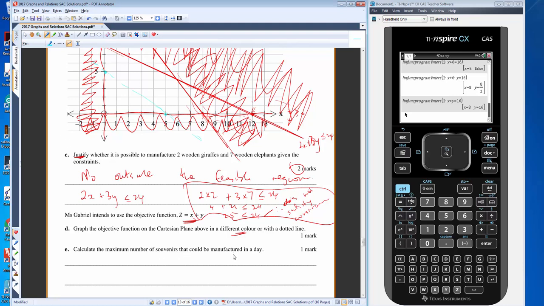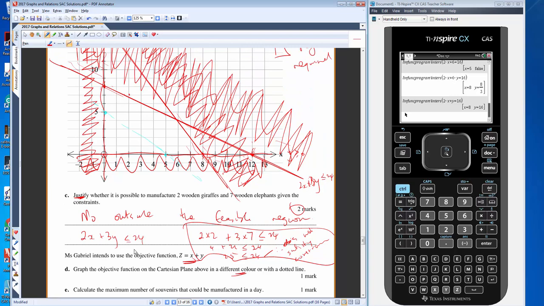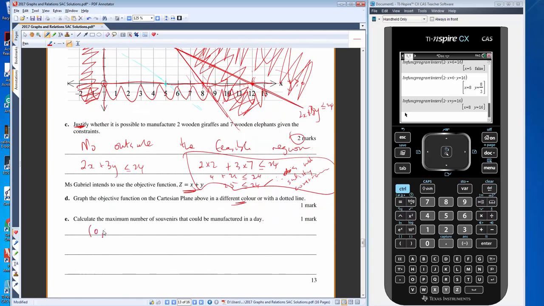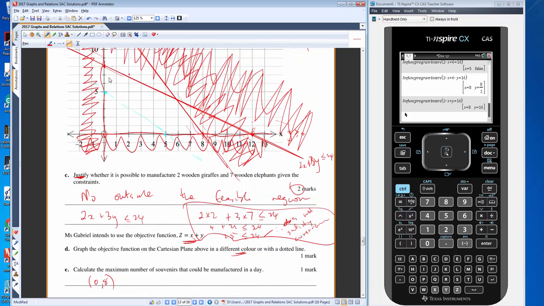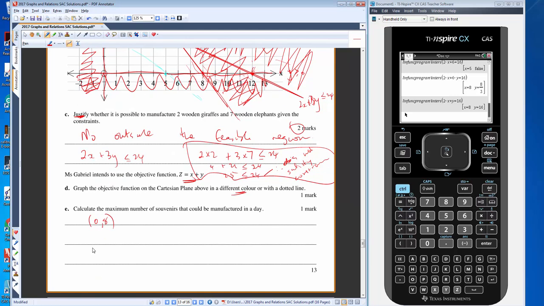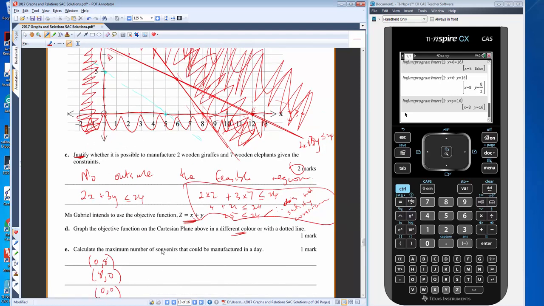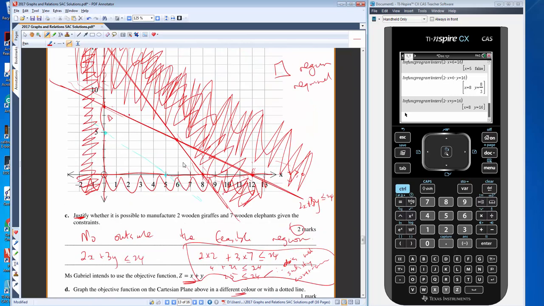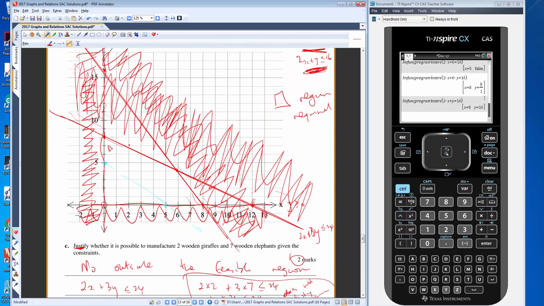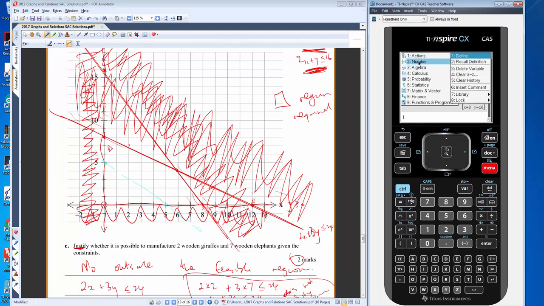Calculate the maximum number of souvenirs that could be manufactured in a day. So to do that one, you just needed to grab the corner points, which would be 0, 8. So this one here, A, this one here, which we don't know yet, this one here, which is 8, 0. The origin, and the intercept of 2x plus 3y less than or equal to 24, and the other one. So what we're going to do, we'll just jump on linsolve and get it. A lot of you didn't because you could see it pretty clearly off your graphs.